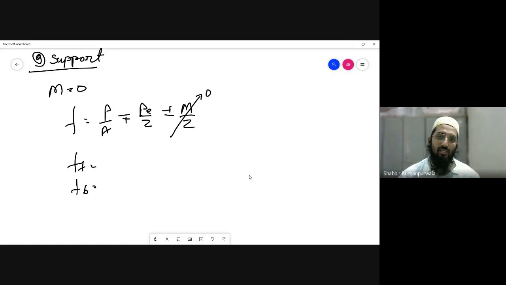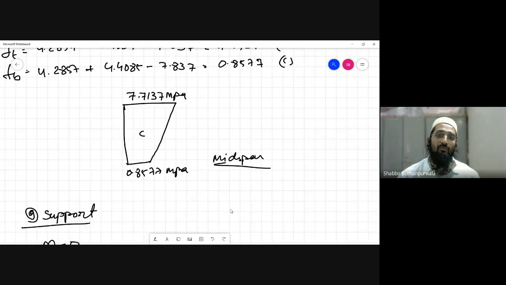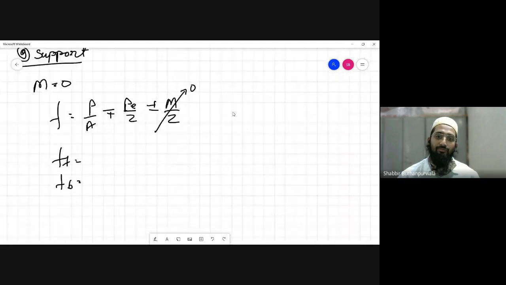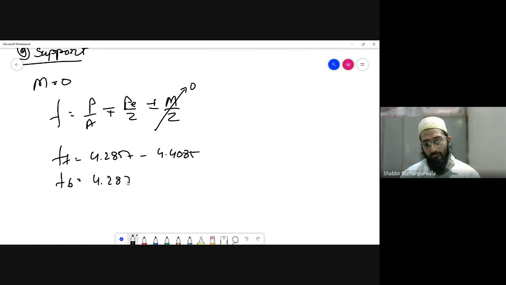So it is going to be considerably very simple. We have already calculated most of the values over here: 4.2857, 4.4085. So first is going to be minus, then is going to be plus 4.2857 plus 4.4085. What is the answer we are going to get? Can you give me the amounts of stresses? For the first part, we are going to get negative. For second, we are going to get positive.